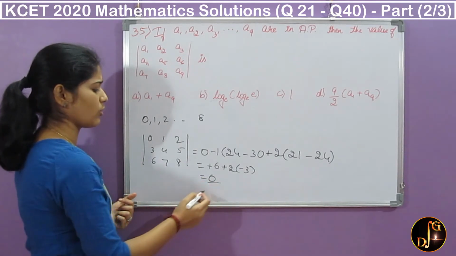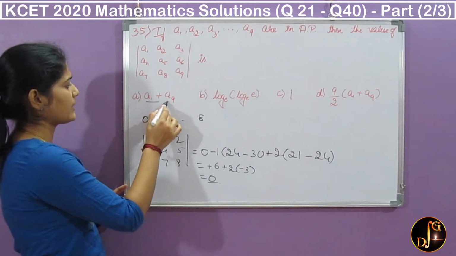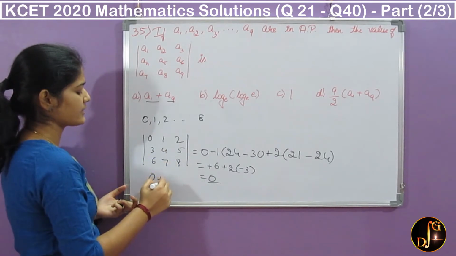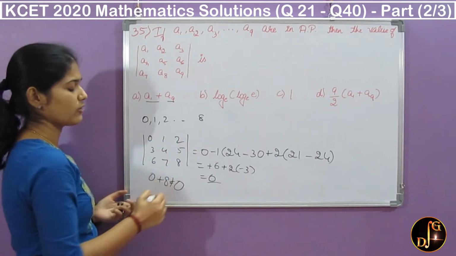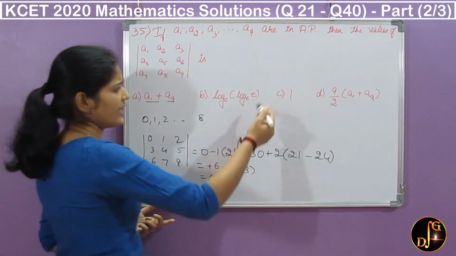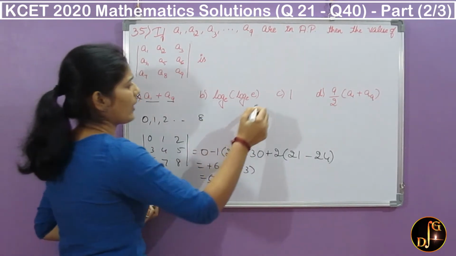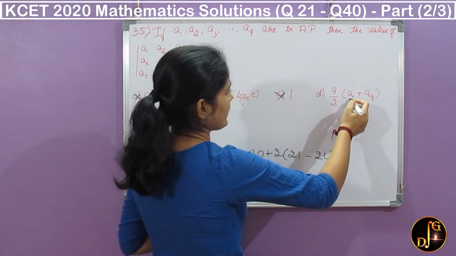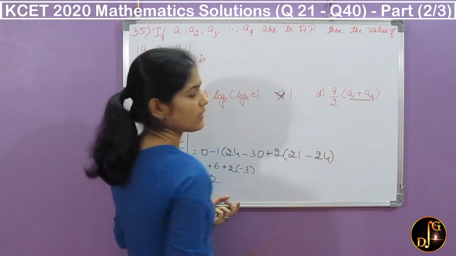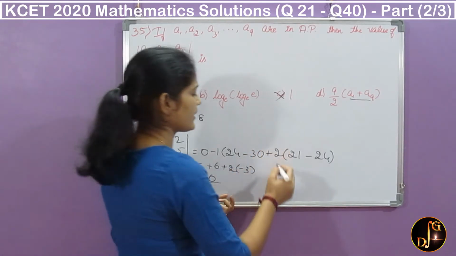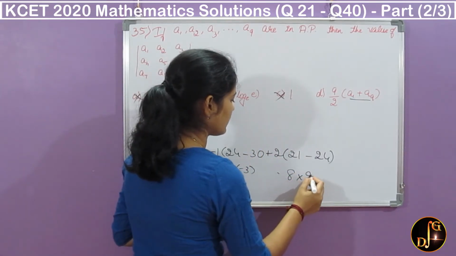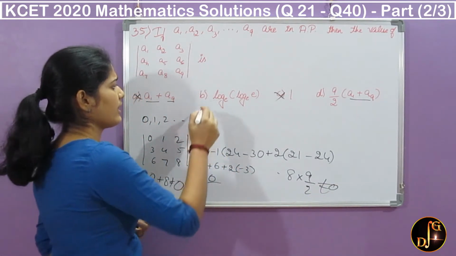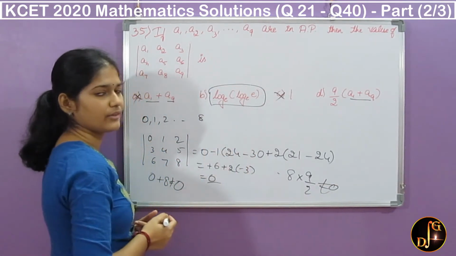We got 0. Is 0 equal to A1 plus A9? Here A1 is 0 and A9 is 8. This is not equal to 0, and this is not equal to 1 also. 0 is not equal to 1. What about A1 plus 9 by 2 into (A1 plus A9)? A1 plus A9 is 8, into 9 by 2. This is also not equal to 0. We have only one option left.